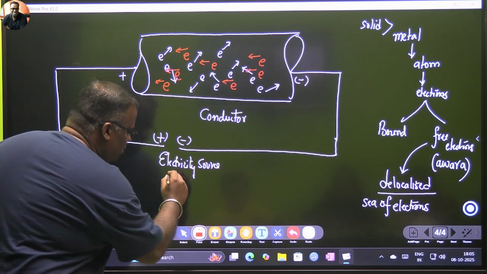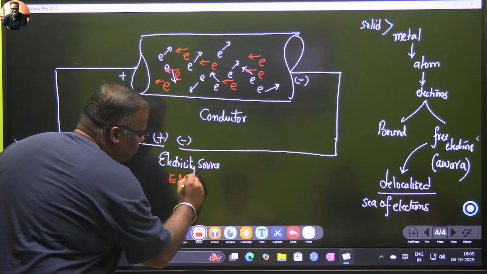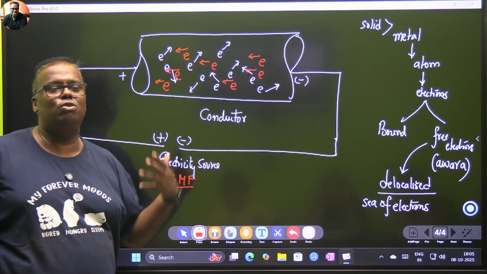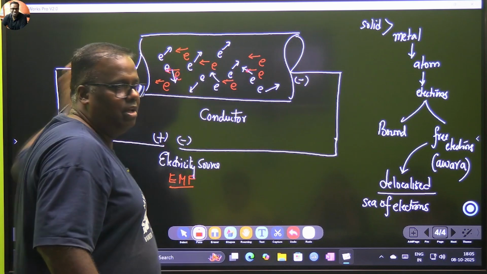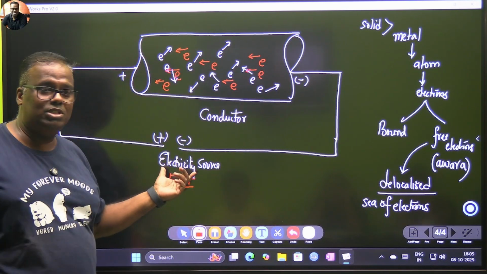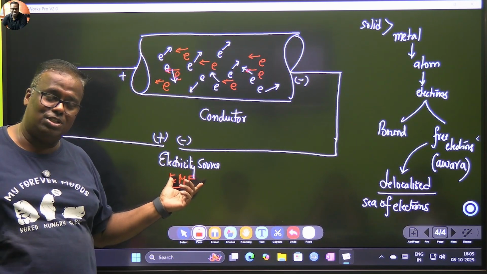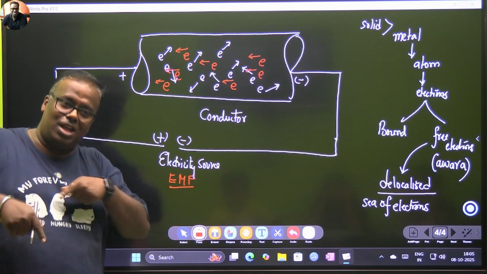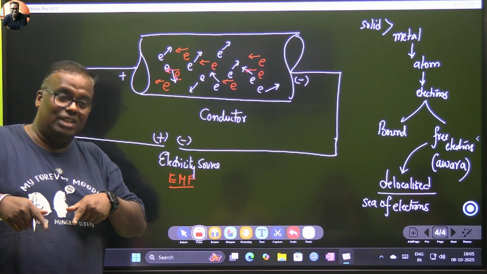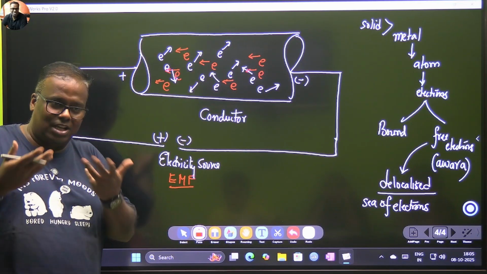Therefore, in higher classes, you'll study that the battery supplies something called an EMF, electromotive force. So it will go here, again repel, and keep on. And how is the battery supplying electromotive force? See, we are deviating, but we are learning new things. Inside the battery, chemical reactions are happening, and those chemical reactions are giving rise to electricity.